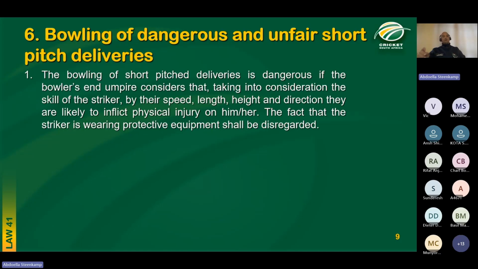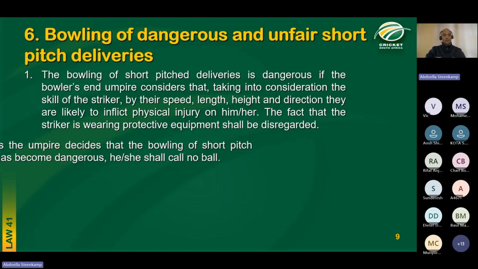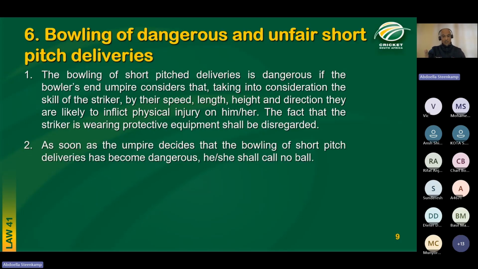So when it comes to bowling of short pitch deliveries, if the umpire considers that the bowling of short pitch deliveries is dangerous, taking into account the skill of the striker, the speed, the length, the height, the direction, and that the balls are likely to inflict physical injury on the batter, then as soon as the umpire has decided this, the umpire is to call and signal no ball.